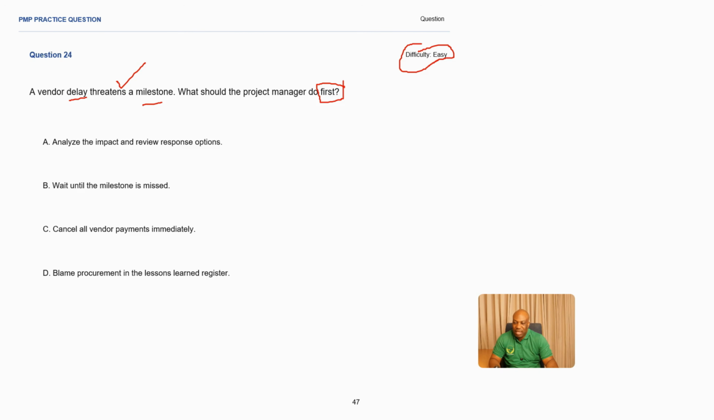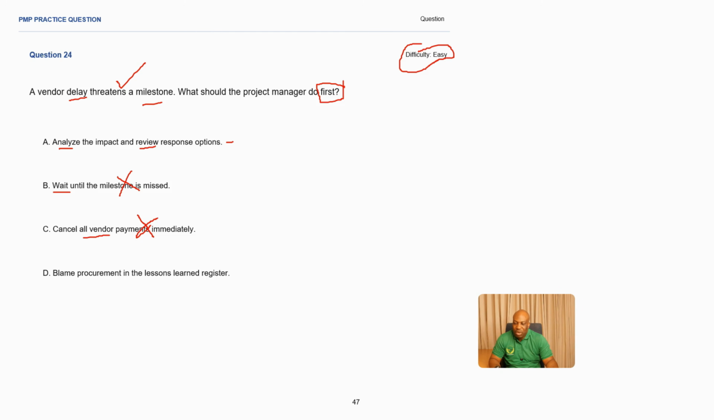Remember the mindset. I like the words review and analyze. You're getting more information before you act. Wait until the milestone is missed. Never wait for anything in a project. You're causing delays. So automatically we eliminate this answer. Cancel all vendor payments immediately. You don't just start firing people or vendors in a project just like that. You need to evaluate and understand the impact on cost and time of the delays. So making this an incorrect answer. You cannot just cancel. Remember, you have contracts on this.